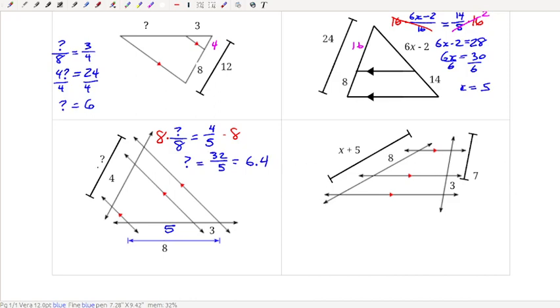You could also do, if you wanted to, question mark over 4 is as 8 is to 5. You can compare the same side as long as, again, you're consistent with if the whole length is on the top, then the whole length has to be on the top on the other side as well. So there's different ways you can set this up.